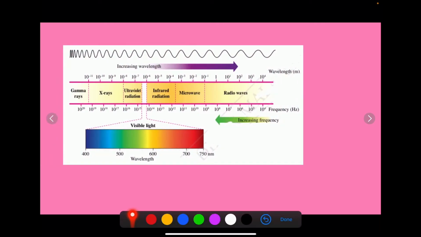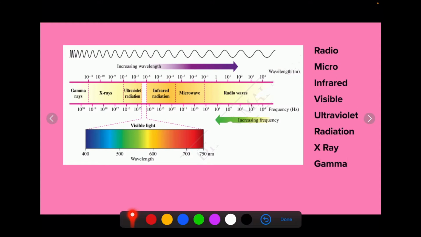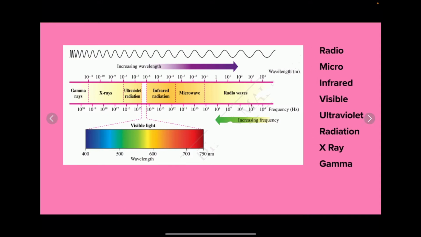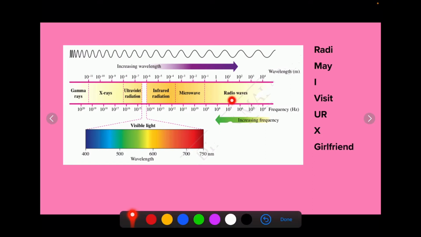So as you can see, this is the electromagnetic spectrum. In this spectrum we have the radio waves, microwaves, infrared radiation, the visible light, and then we have ultraviolet radiation, X-rays, and also gamma rays. Students, you have to try to memorize these waves and arrange them according to their wavelengths and also their frequencies. So you can use the acronym: Ready, may I visit your ex-girlfriend? So, ready, may I visit your ex-girlfriend?